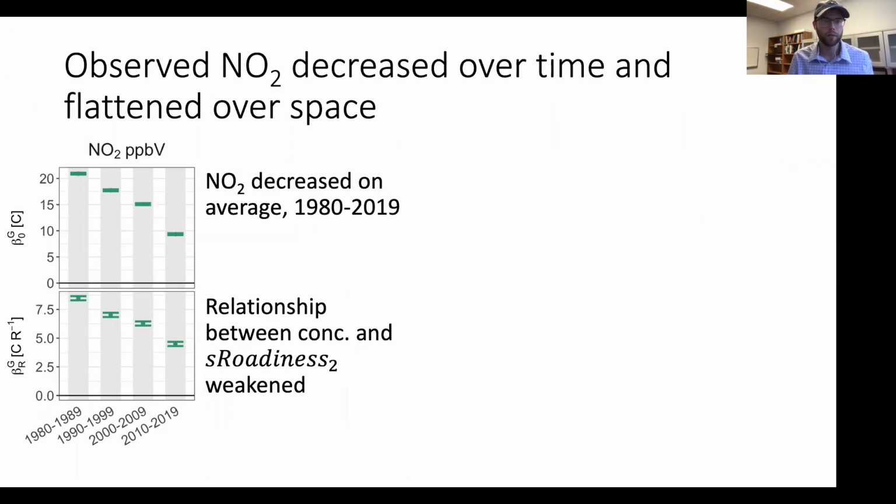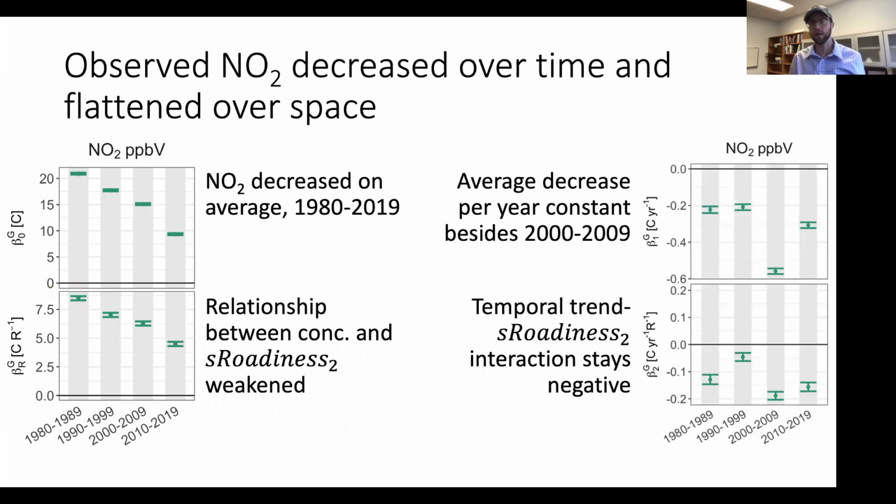Okay, so NO2 over time. Looking at this first upper left panel here, these are our beta zeros. So these are our average NO2 concentrations at the beginning of each decade: 1980, 1990, 2000, 2010. You can see in each one of those subsequent years, there's been a pretty steep decline in NO2. Similarly, as the time trend has been negative, so has the relationship between concentration and our roadiness metric, and that's weakened over time. So you can think of it as a general flattening of the surface as impacts of roadways have decreased on concentrations.